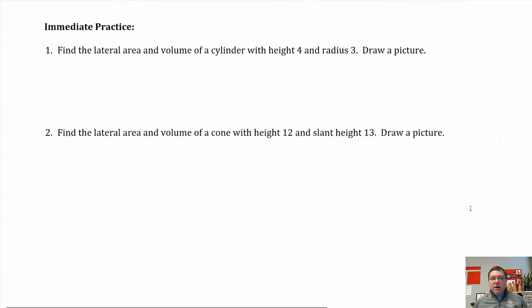Here are your immediate practice problems. You're going to draw a picture for each one. Find the lateral area and volume of a cylinder with a height of 4 and a radius of 3. Just apply the formulas. And find the lateral area and volume of a cone with a height of 12 and a slant height of 13. Again, draw a picture, apply the formulas. And that is the end of section 12.3.